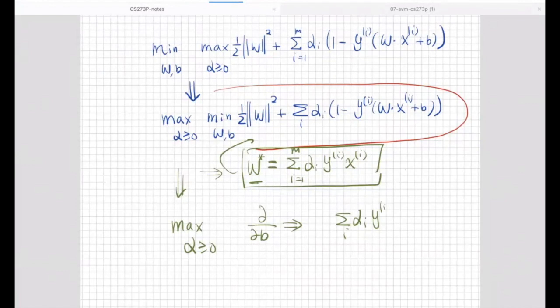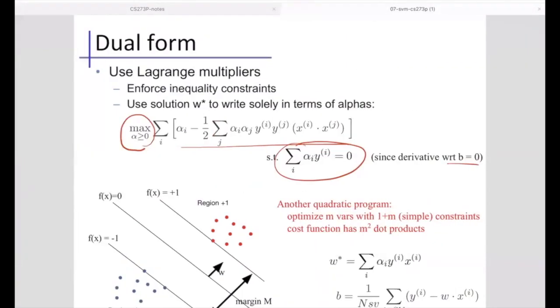This is the derivative with respect to b, so that has to be equal to 0. That's an additional constraint that I need to satisfy here, which was written on this side. All right, so now essentially what you have here is this.